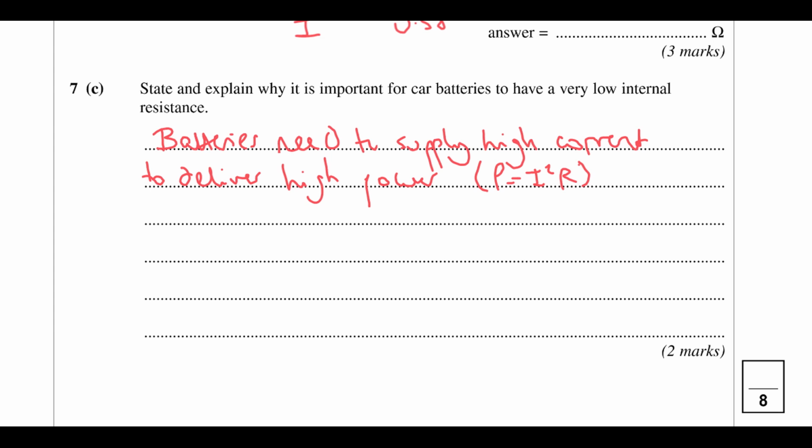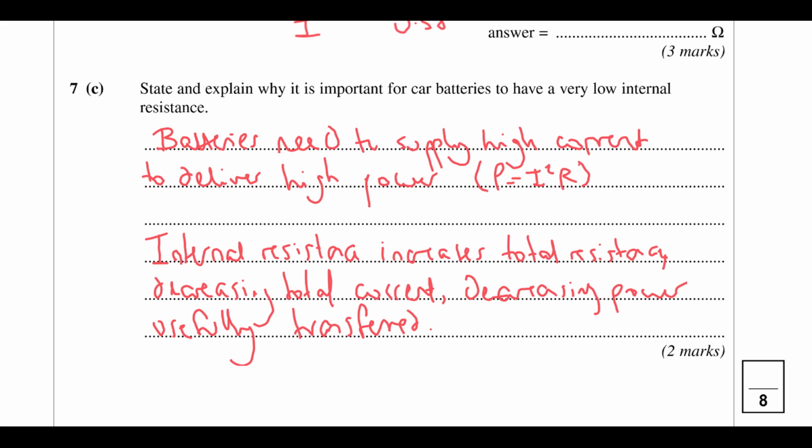Essentially, internal resistance has the effect of increasing total resistance, which, because EMF is the same, means total current decreases. So then we've got the second part there, as I just explained. Internal resistance increases total resistance, because it's in the circuit, which decreases the total current, because EMF stays the same, and decreasing current decreases the power available. So that's why you want to minimize internal resistance.